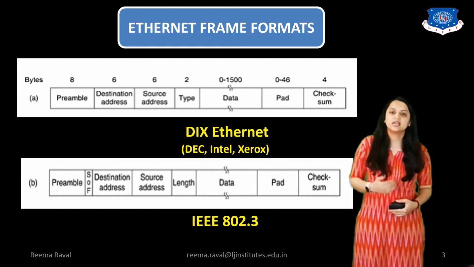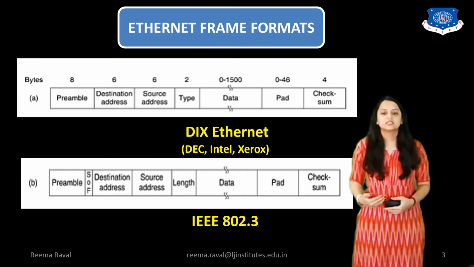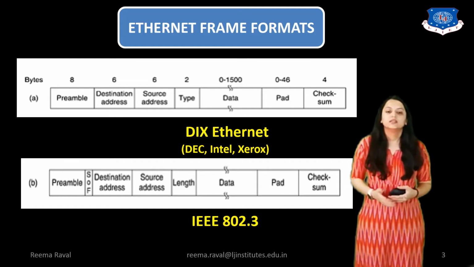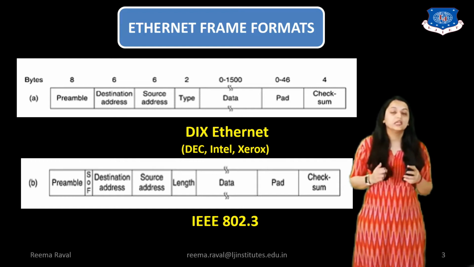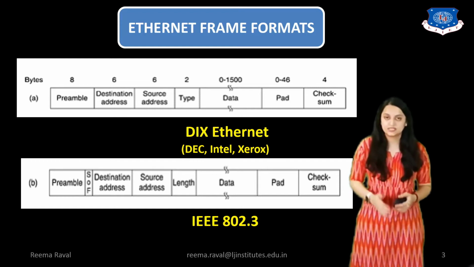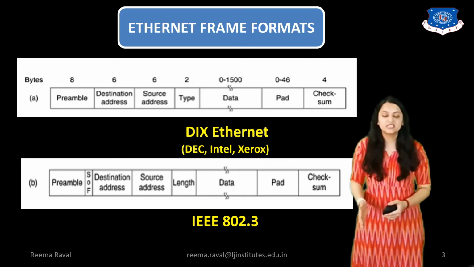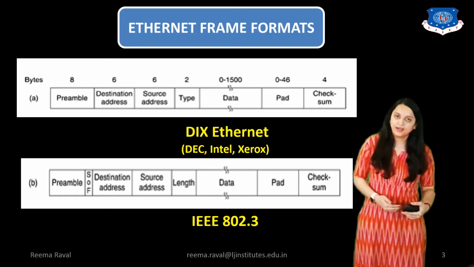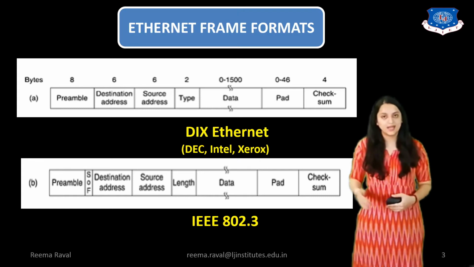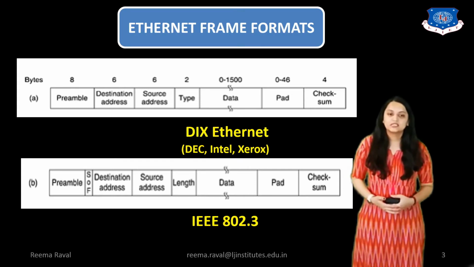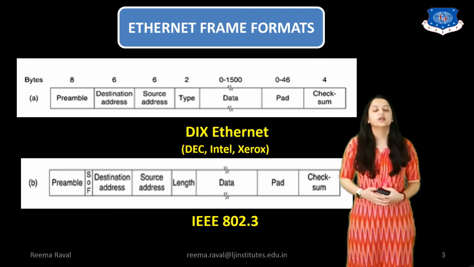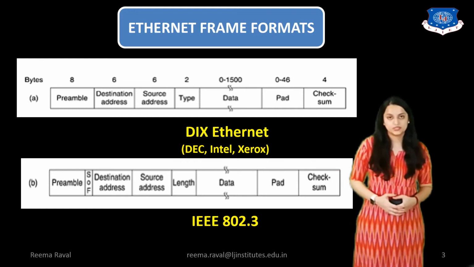Next field is destination address. Next is source address. Next is length field, that means it indicates the length of data which is to be sent. After that, the next field is data field, where the data is being stored. Then the padding field, which is same as that of DIX frame. And the last is checksum, which is again used for error detection purposes.